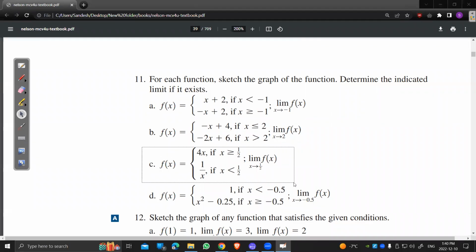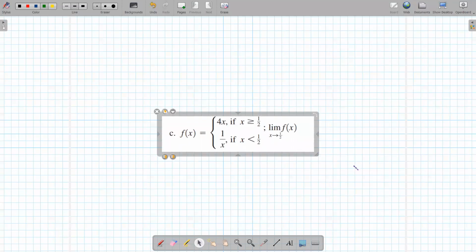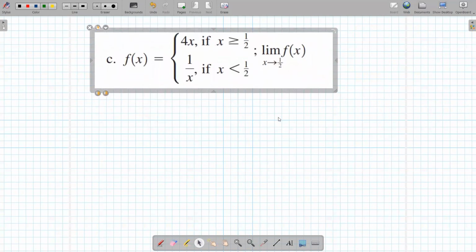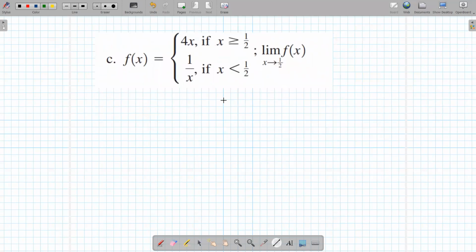Let's try this one. The first one is y equals 4x, correct? How do you graph that? What's the y-intercept? 0. 0, right? So you're gonna start at 0, and then you're gonna go how many units up? 4. 4 units up, 1 unit across.